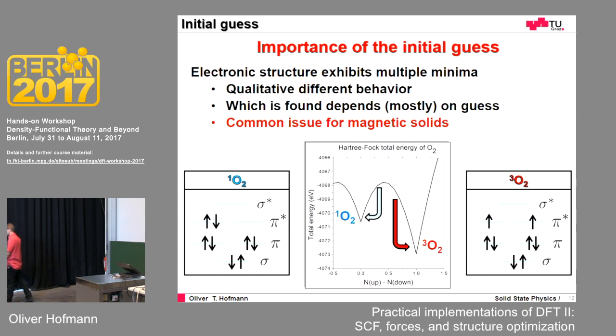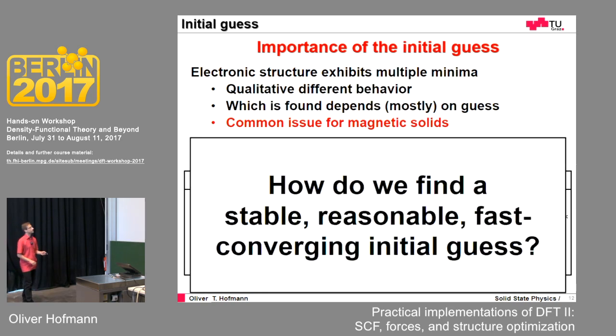I should emphasize also at this point that this is not only a side problem for oxygen or some other diatomic molecules. It's also a common issue in magnetic solids, where it's not a priori clear what will be the correct or best spin moment. So how do we find a stable, reasonable, fast converging initial guess for our self-consistent field calculation?